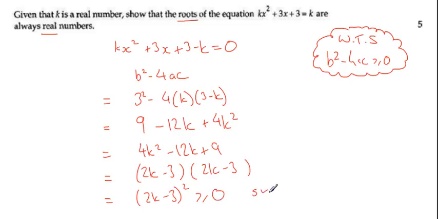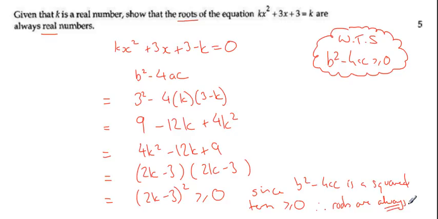Okay, and that's because since b squared minus 4ac is a squared term, it's greater than or equal to 0, therefore roots are always real. There is no situation where you're going to get a negative. Okay, now that's a tricky one, but if you're showing that something's always real, that means you're showing that they're always greater than or equal to 0, which means you're showing the discriminant is a squared term.